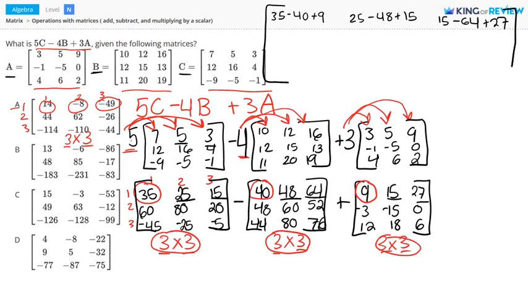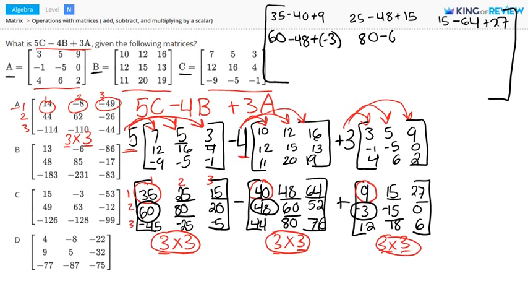So this is the first row. Now let's move down to the second row. We have 60, 48, and negative 3. So we have 60 minus 48 plus a negative 3. Next we have 80, 60, and negative 15. So 80 minus 60 plus a negative 15. Then we have 20, 52, and 0. So 20 minus 52 plus 0.